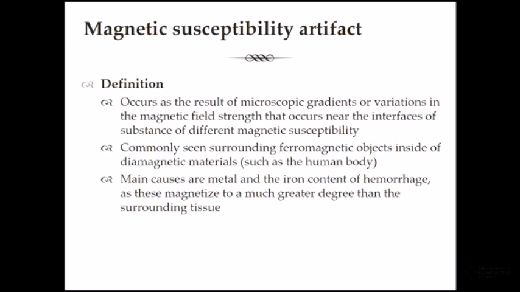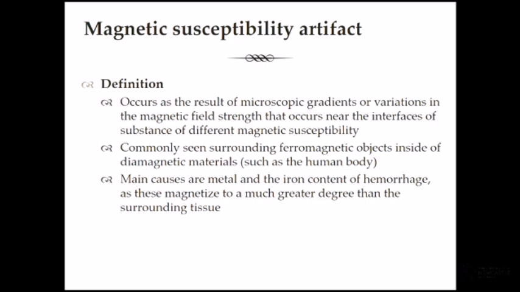Magnetic susceptibility artefact. This occurs as a result of microscopic gradient changes. What that's really saying is that when we have metal within the body, when we do our imaging, we can have a much smaller magnetic field, much smaller than the scanner field, associated with that piece of metal. Or variations in the magnetic field strength that occur near the interfaces of substances of different magnetic susceptibility. So they don't always have to be metal. As I said before, we can get susceptibility changes from things like air, but the other one we get it in is blood.